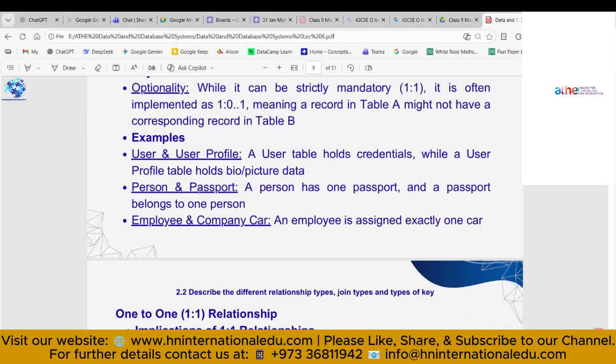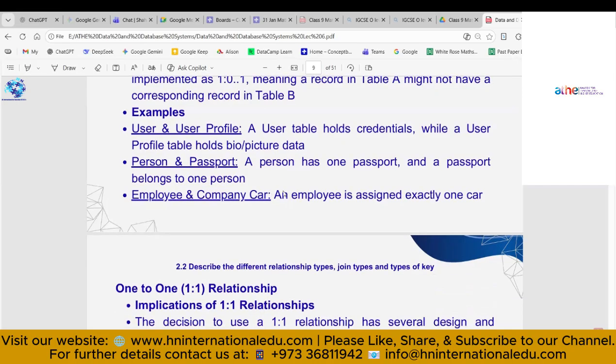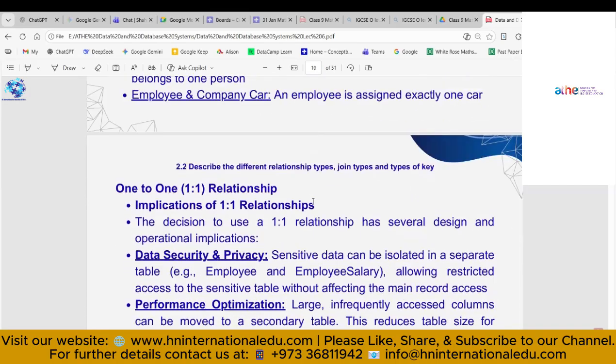Then person and passport. A person can have only one passport. A person has one passport. Like for one country, he can only have one passport, right? And for another country, he can have a different passport. And a passport belongs to one person. Then employee and company car. So an employee is assigned exactly one car by the company, right? So this is a one-to-one relationship.